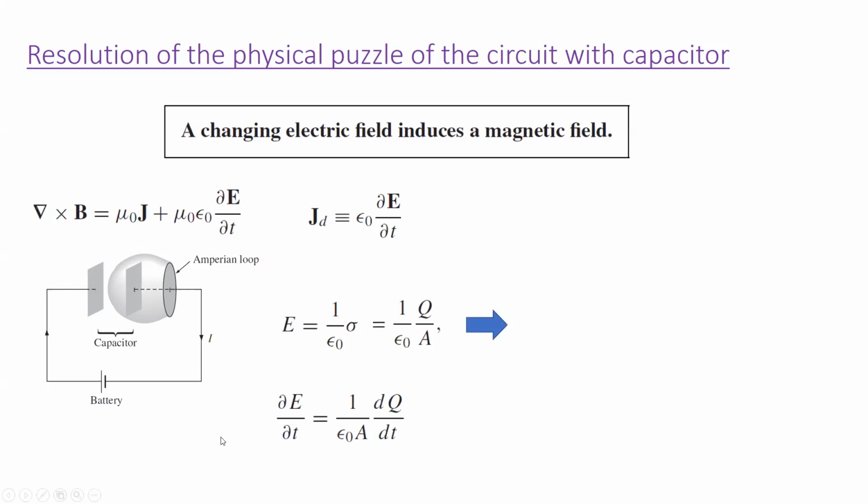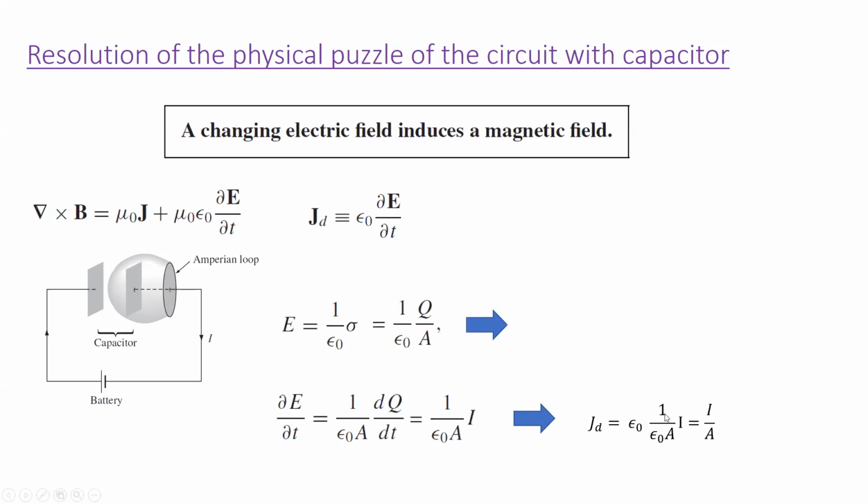And so the partial of E with respect to t is equal to 1 over epsilon naught A times dQ dt, because epsilon naught and A are constant. But what is dQ dt but I? The current, the rate of change of the charge on the plate, is just equal to the current. And so therefore, if we calculate the displacement current, it is epsilon naught times dE dt, which is 1 over epsilon naught A times I.